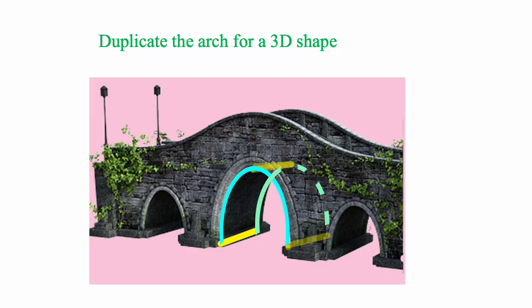To draw this three-dimensional arch, start with an ellipse in front and duplicate it in the back, and then connect them with these yellow lines. These yellow lines should either be parallel or converge together.